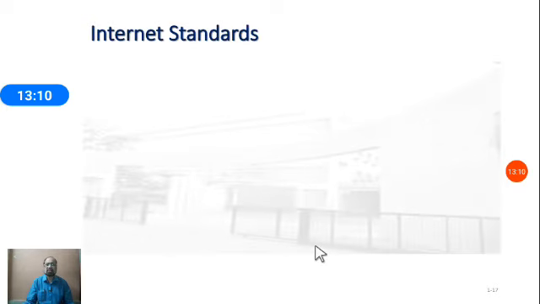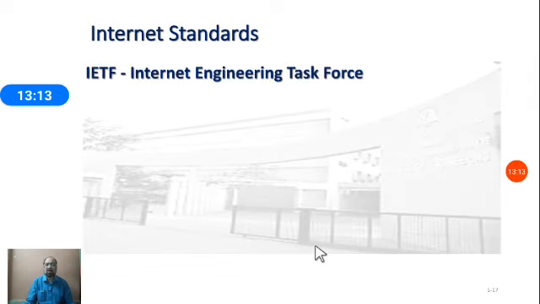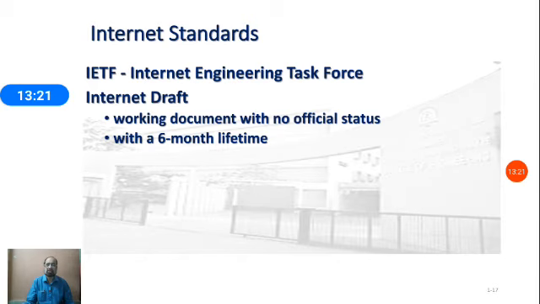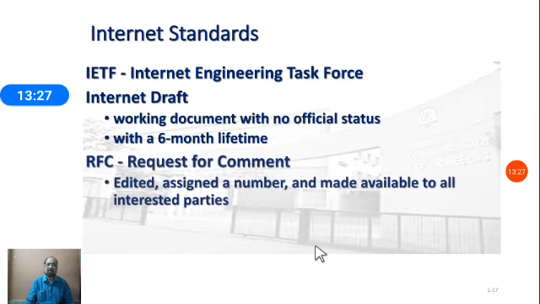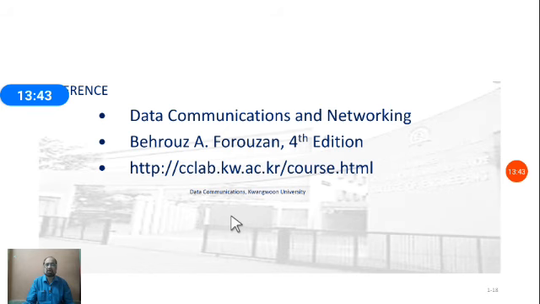Internet standards are also defined. IETF, that is Internet Engineering Task Force. Internet Draft, that is working documents with non-official status, similarly with a 6-month lifetime, and after that it is renewed. RFC is also important when you go through the standards in the telecom sector. RFC, that is Request for Comments, is edited, assigned a number and made available to all interested parties. RFC is recommended. So all these are about the standards, internet and the LAN, WAN, MAN.